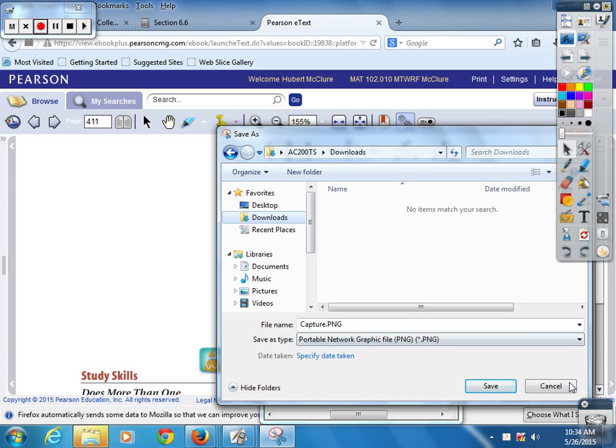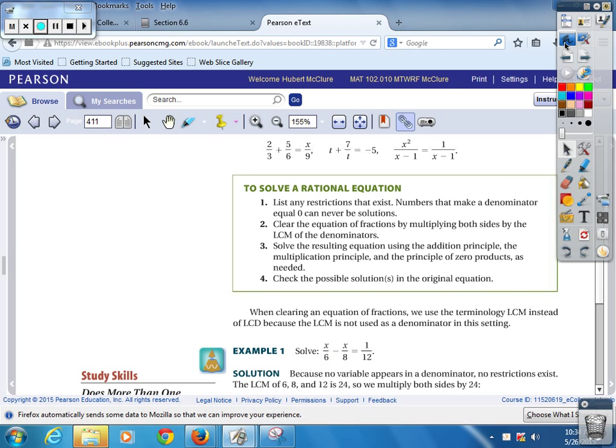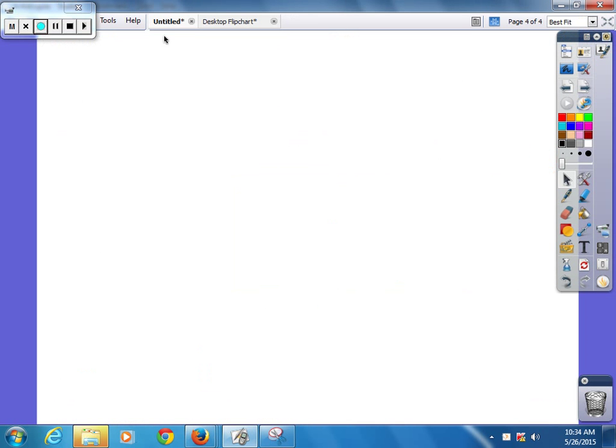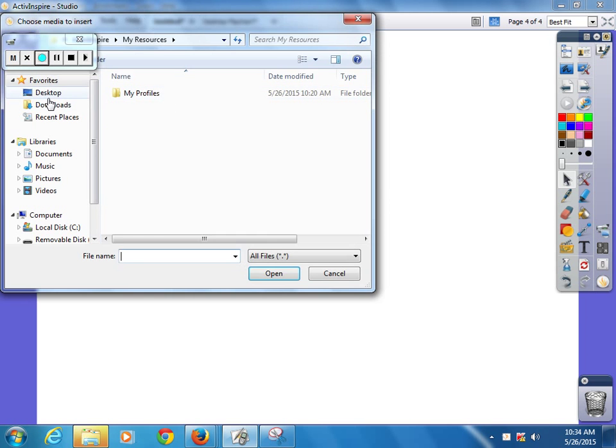Downloads. Save. Okay. And tools, let's see. Insert media. Downloads.